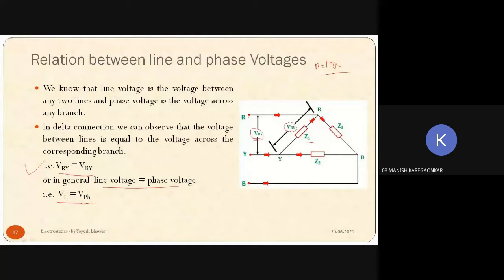Yes. In delta connection, there is no neutral. So whatever the line voltage between any two lines, that is equal to the corresponding branch phase voltage. Here it is the same, so VRY is equal to VRY. That's why these are equal. So line voltage is equal to phase voltage in case of delta connection. So by observation we can have this.